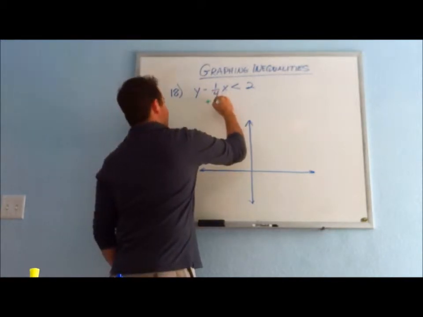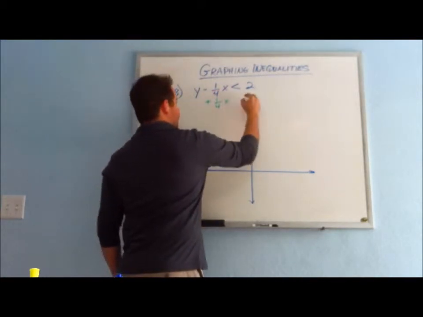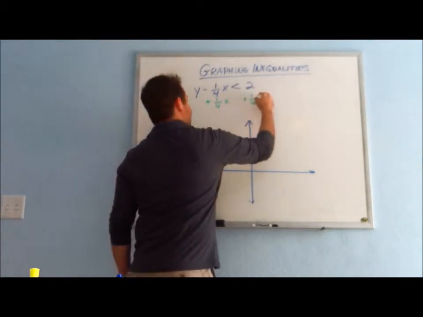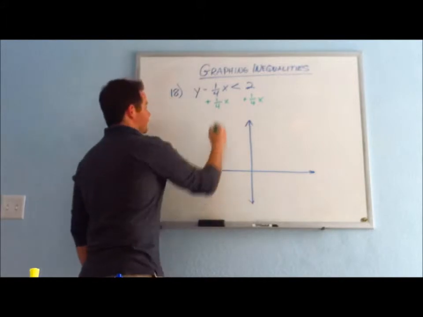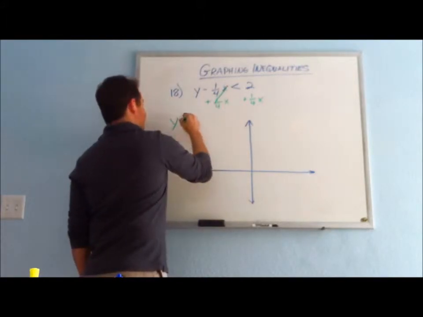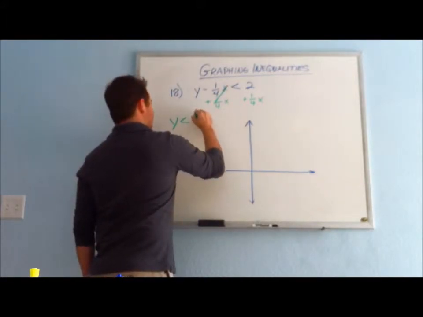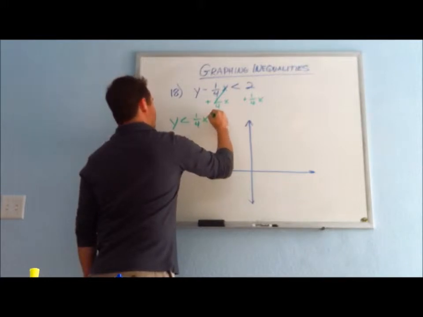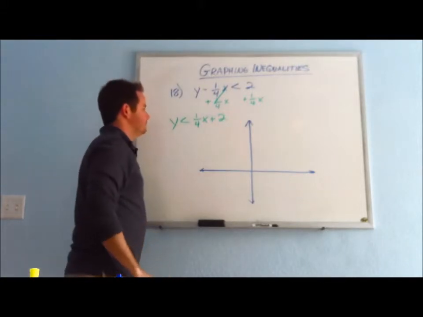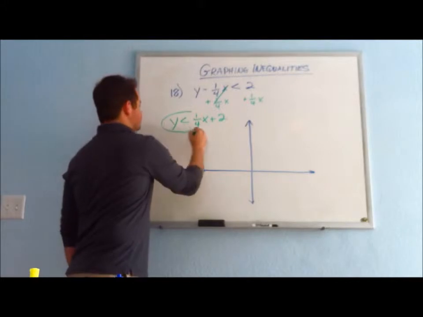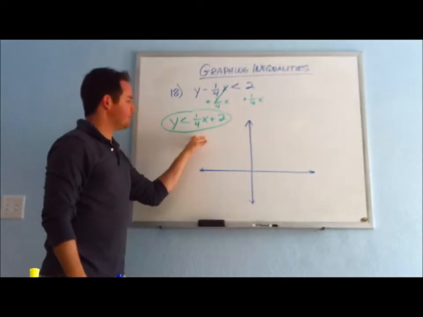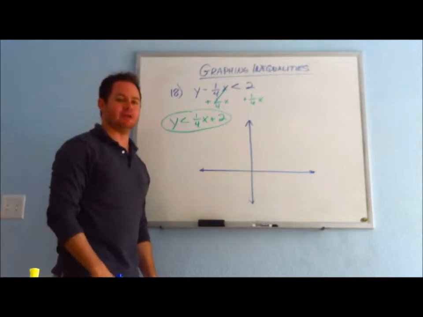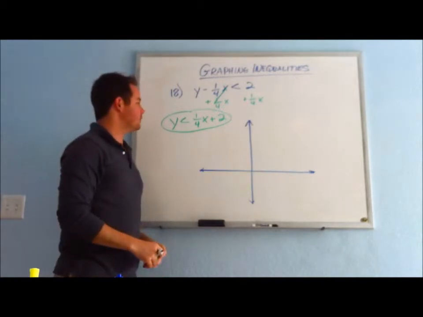So to get y by itself, since we have minus 1/4 x, we have to add 1/4 x to both sides of our inequality, and that will give us y is less than 1/4 x plus 2. So this is the inequality that we are going to try to graph on our coordinate plane. Let's take a look at how that works.